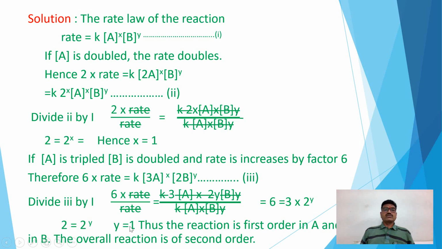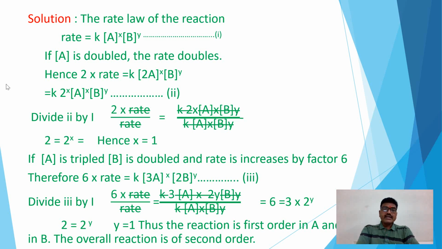So thus the reaction is first order in A and first order in B. The overall reaction is of second order. So that is how to determine the order of reaction from the given data. Again, this is a very simple aspect. So in chemical kinetics, this is one more important term, order of reaction.